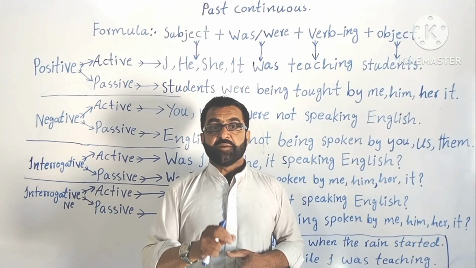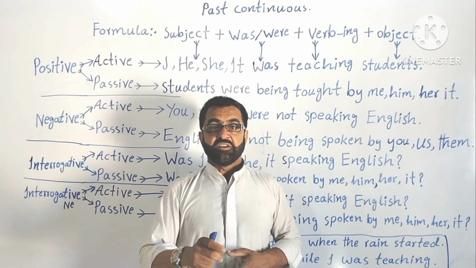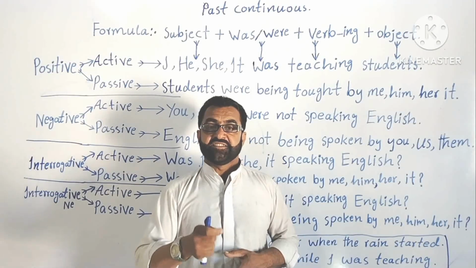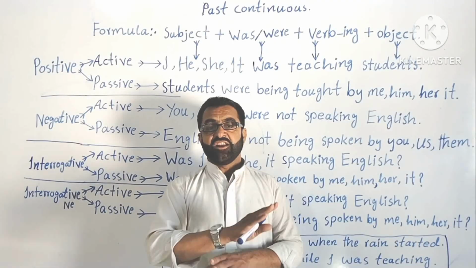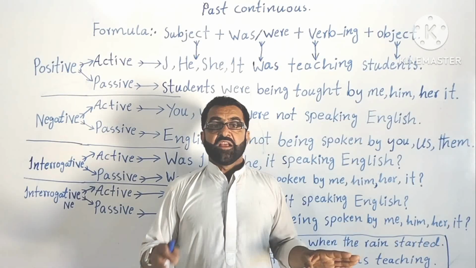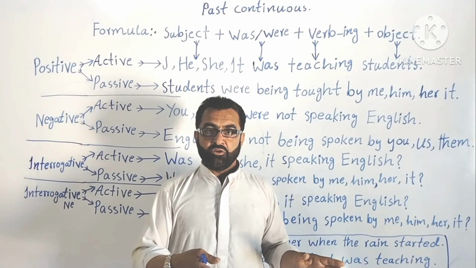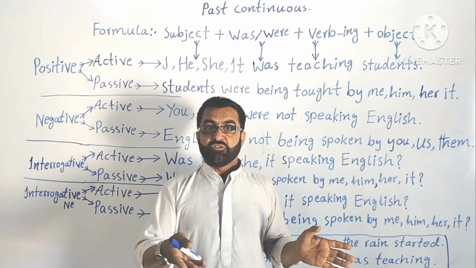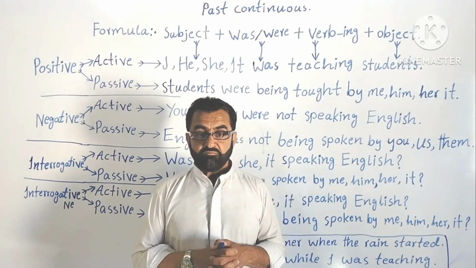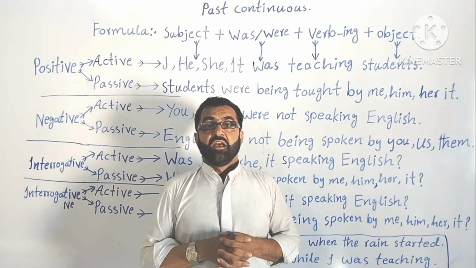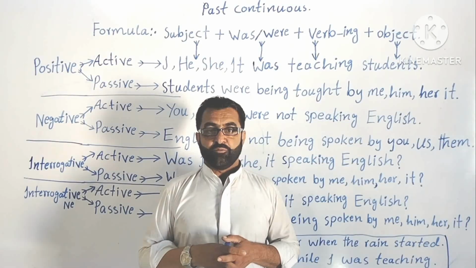So the police has arrested the thief. This is active voice. Now, passive voice. The thief has been arrested. Now, here your sentence is complete. If you want to know, you can automatically know that the police can arrest the thief. Who else can arrest it? The police. So that's why in passive voice, the doer is not necessary to be mentioned. Understood?